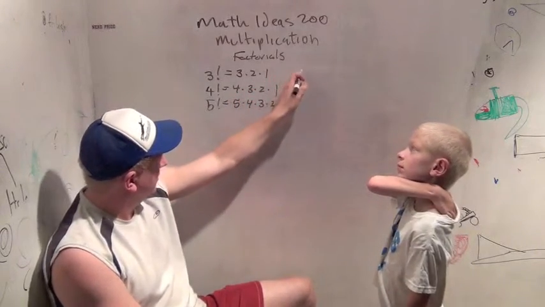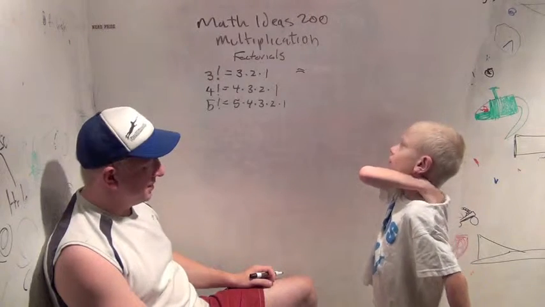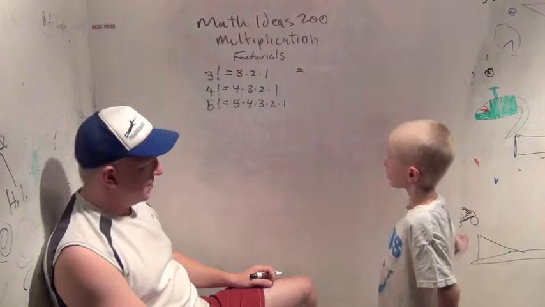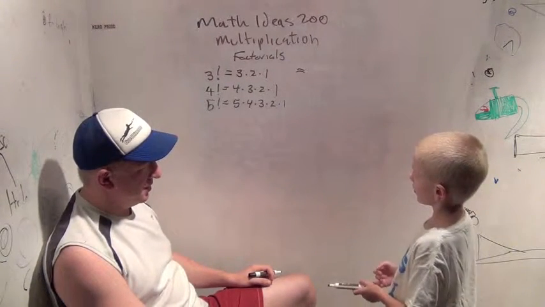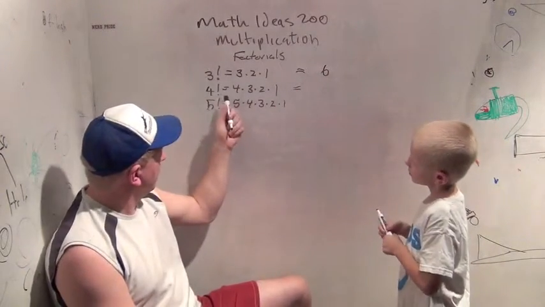Let's see if we can figure this out. 3 factorial is? 3 times 2 is 6. And 6 times 1 is? 6. Good job. Now, 4 factorial.